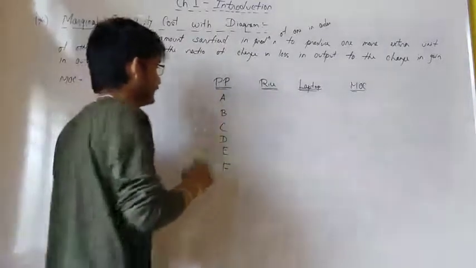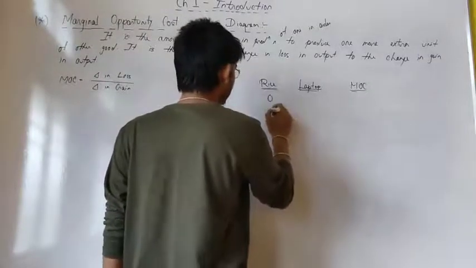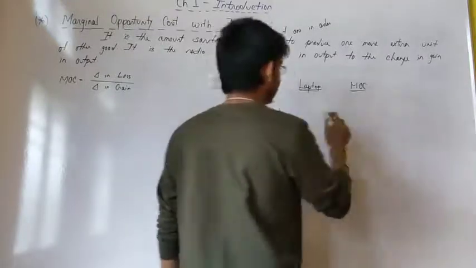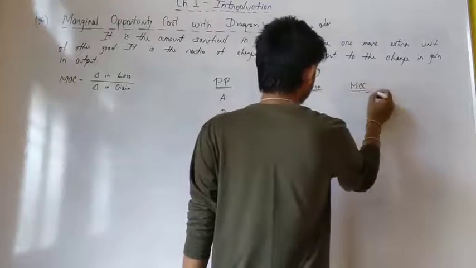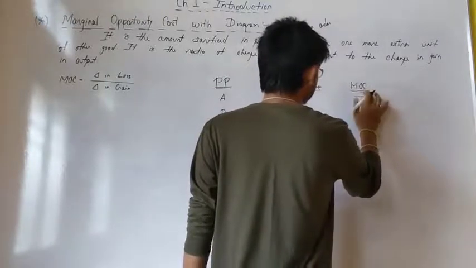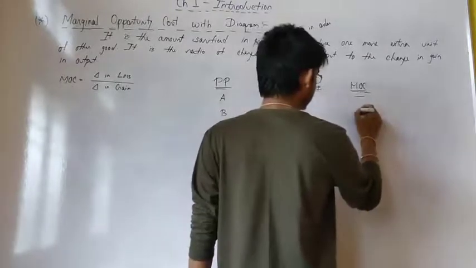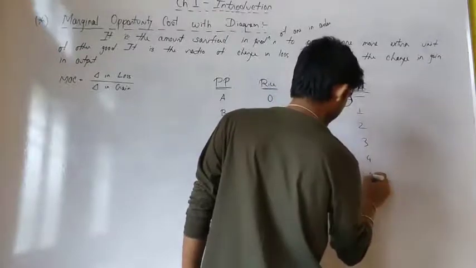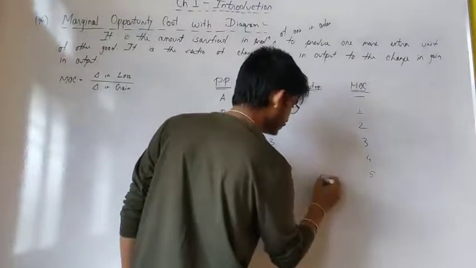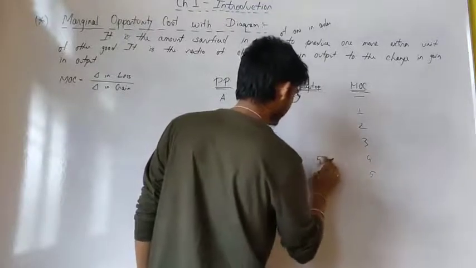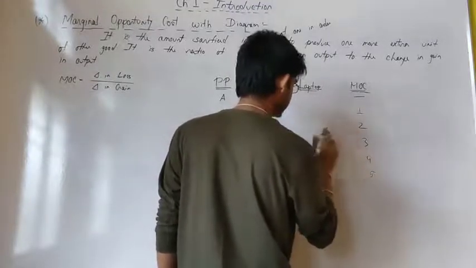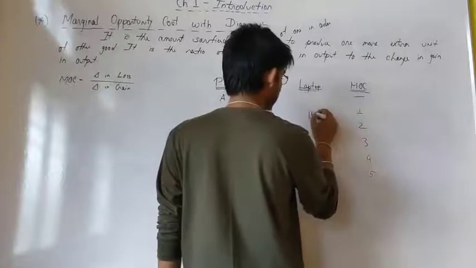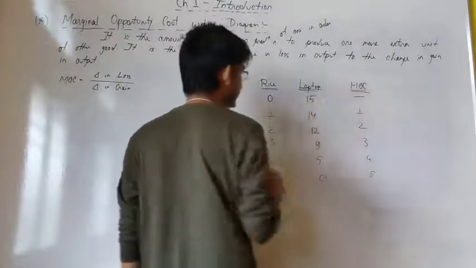So first the production possibilities A, B, C, D, E and F. And now the rice production 0, 1, 2, 3, 4, 5. Keep the laptop production blank. Start with MOC. First one will be nil. Then 1, 2, 3, 4, 5. The laptop production now starts with 0. Then 0 plus 5 is 5, 5 plus 4 is 9, 9 plus 3 is 12, 12 plus 2 is 14, and then 14 plus 1 is 15.